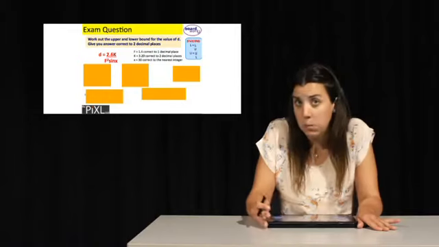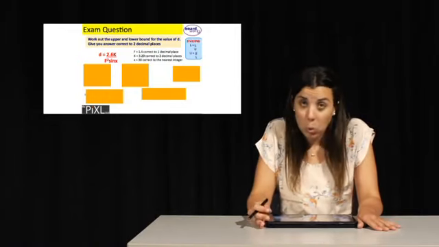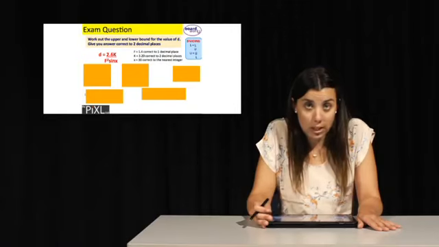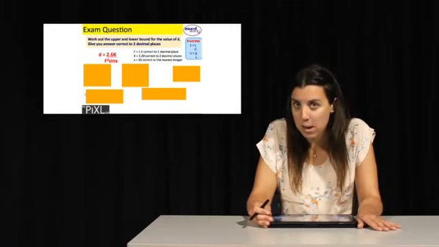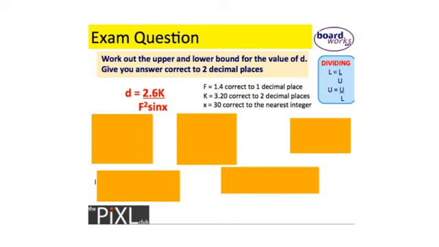So we've now done some simple examples on the different operations involving upper and lower bounds. We're now going to look at two exam questions together where we're going to apply some of the same rules we've just seen in the previous examples. Our first question says, work out the upper and lower bound for the value of D. Give your answer correct to 2 decimal places.